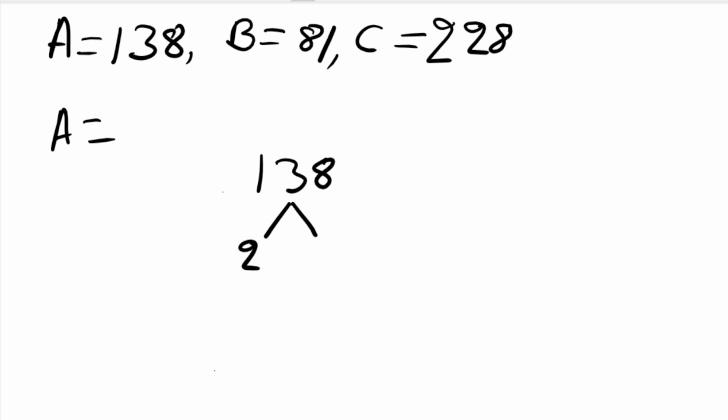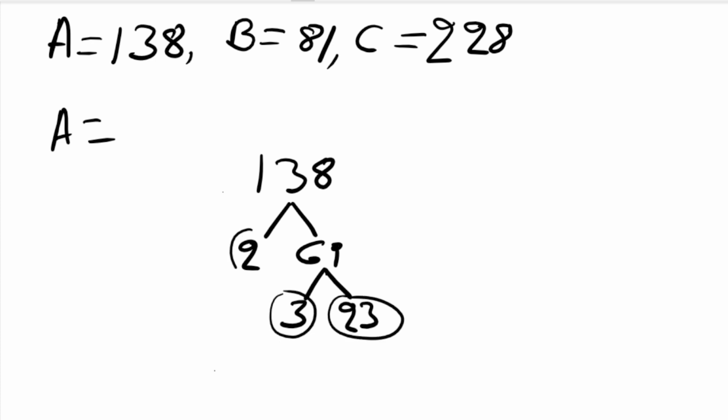We have 69. 69 is not an even number, so we move to 3. Dividing by 3, we have 23. 23 is a prime number, 3 is a prime number, and 2 is a prime number. So the product of prime factors of A is 2 times 3 times 23.